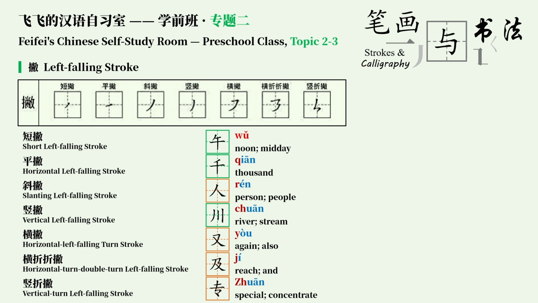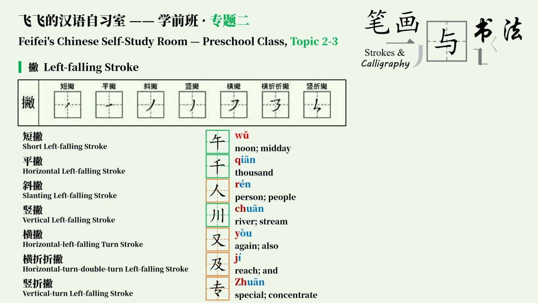Example character 千, meaning thousand. 斜撇 slanting left fallen stroke. This is the most common left fallen stroke, slanting distinctly downward to the left with a moderate length.